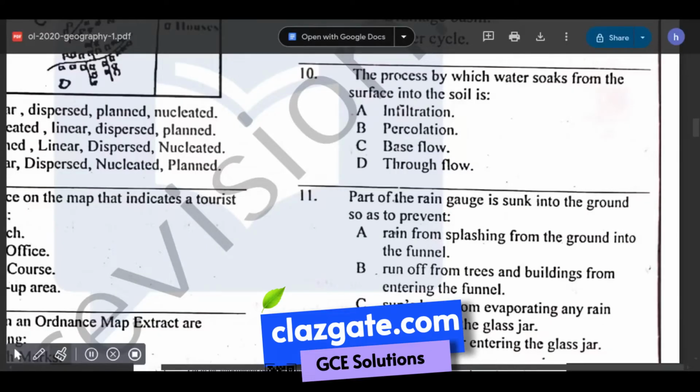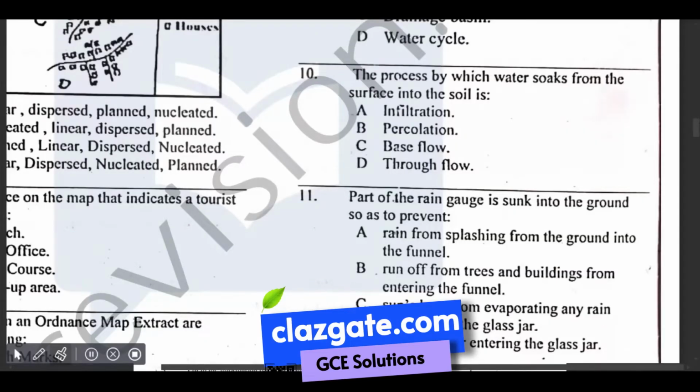The process by which water soaks from the surface into the soil is infiltration, because infiltration is the movement of water from the earth's surface into the soil and rock layers. So the answer to question number 10 is infiltration.